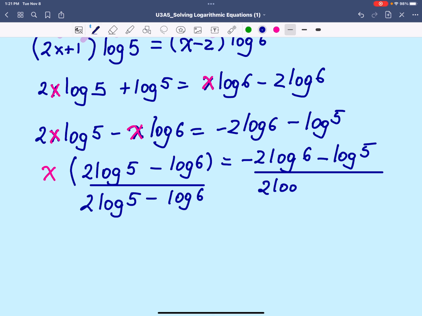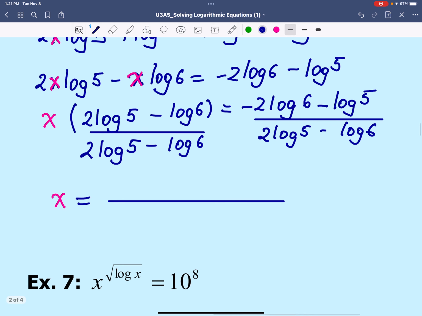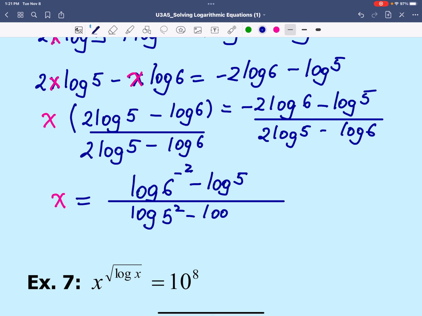So 2 log 5 minus log 6. And we'll say that x equals negative 2 log 6 minus log 5. I will try to combine the terms actually, because it will make the expression look and feel easier to simplify, to evaluate at the end. And we have log 6 to the power negative 2, and then minus log 5. And down here we have log 5 squared, and then minus log 6.